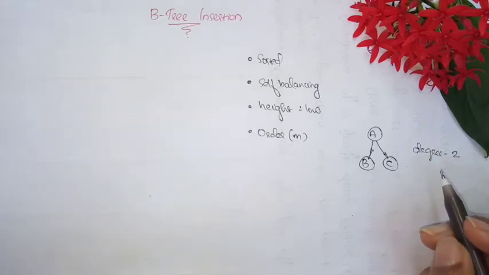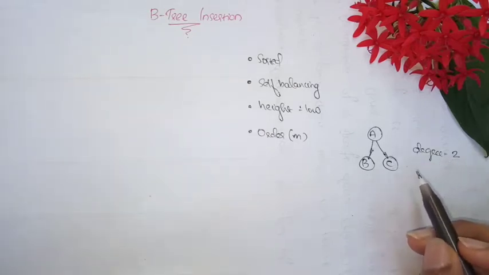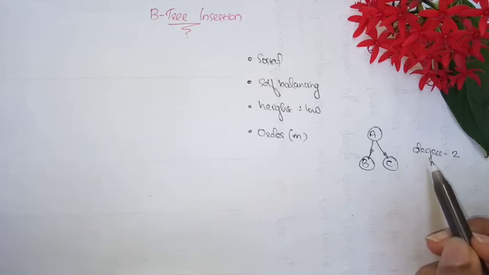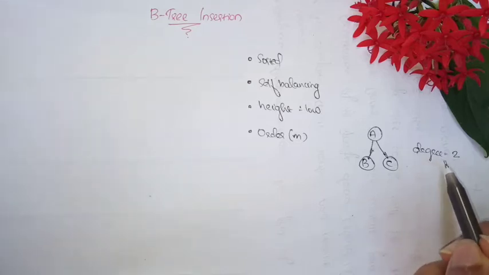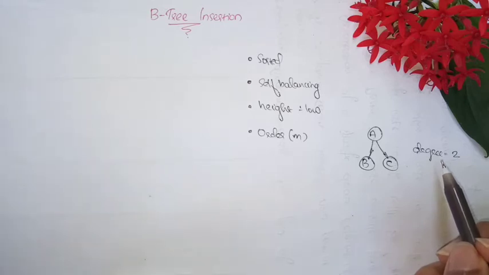Then the difference between degree and order is that degree is the actual number of children a node has, and order is the maximum number of children a node can have. So that is the difference between order and degree. And also, as I said already, a single node can store more than one key. That is, a single node can store multiple data values in the case of this B-tree.